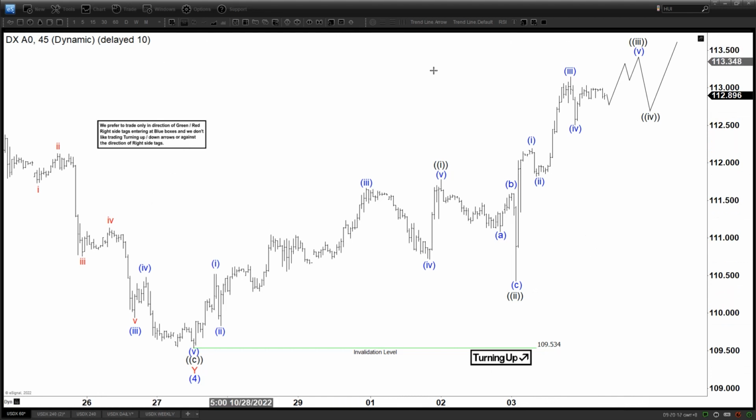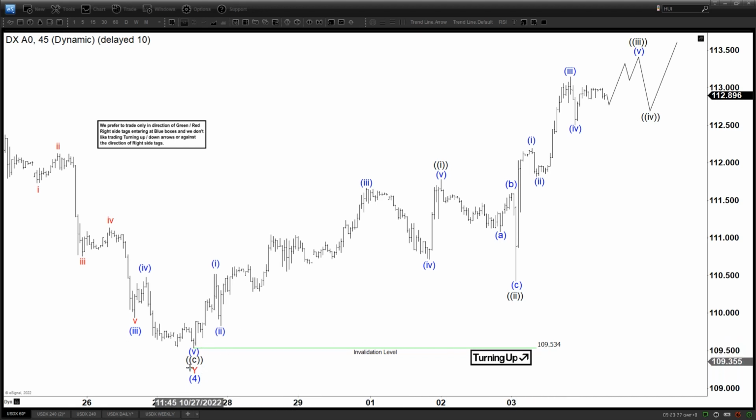So today we are looking at the chart of the dollar index. This is a 45 minutes chart. We can see the dollar index continues to rally on the upside, and we can see it ended with 4 in the form of a DXY. You can see in the lower degree here is the Y.